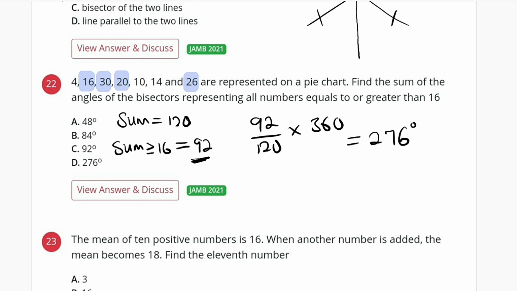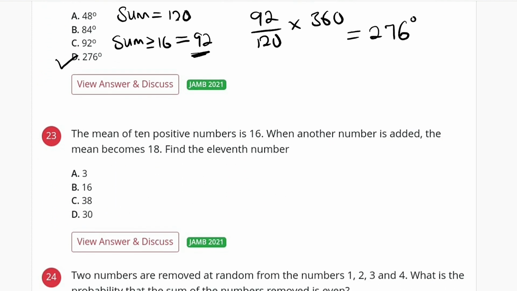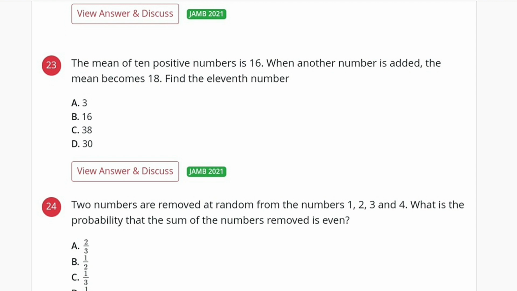276 degrees. So if you find the angle representing these numbers on a pie chart and you add all of them together, you have to get 276, which is option D. Moving on, question number 23.